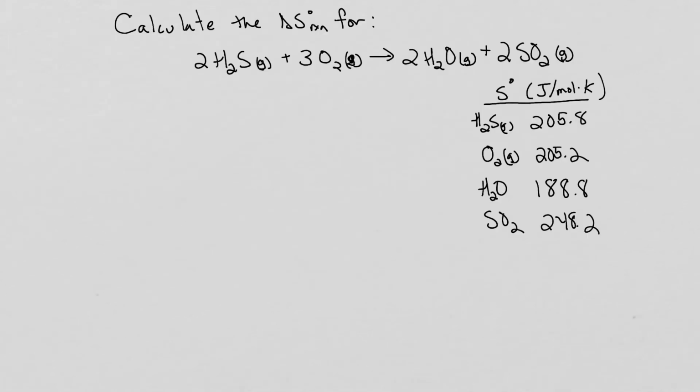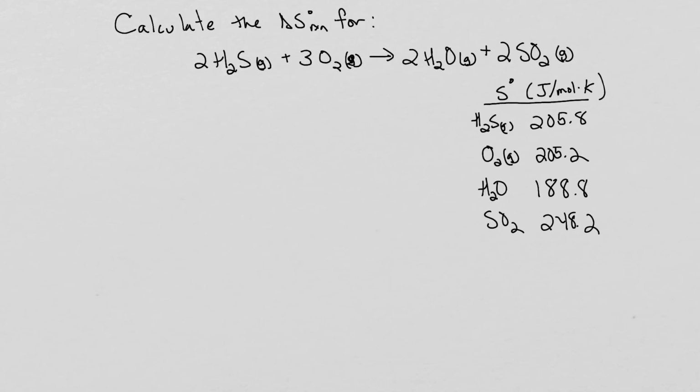Okay, so now let's do an example problem. We're asked to calculate the standard change in entropy for the following reaction: 2 moles of H2S gas plus 3 moles of oxygen gas react to give 2 moles of water vapor and 2 moles of SO2 gas. So we're going to calculate this based on our standard molar entropies.